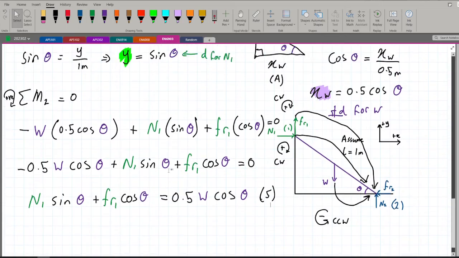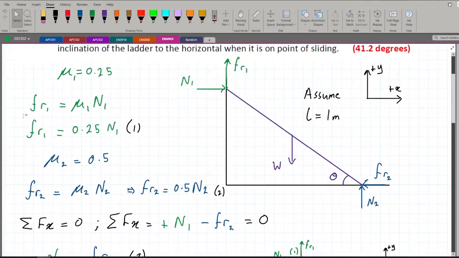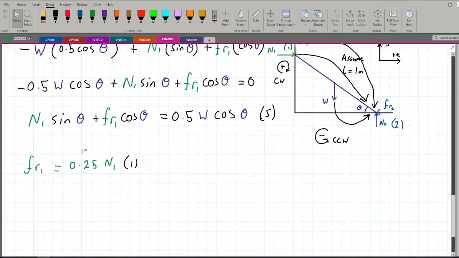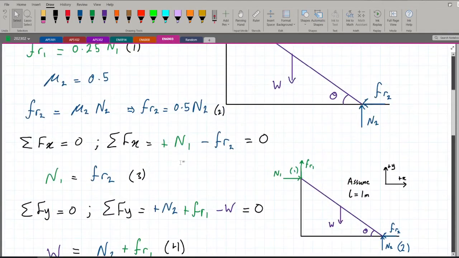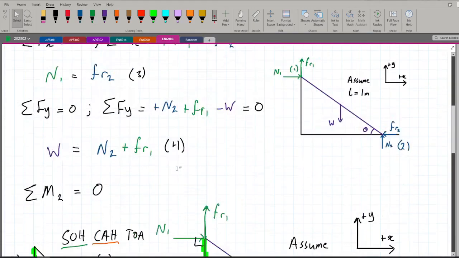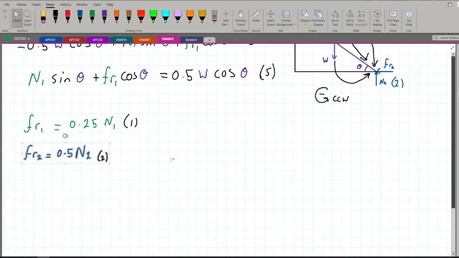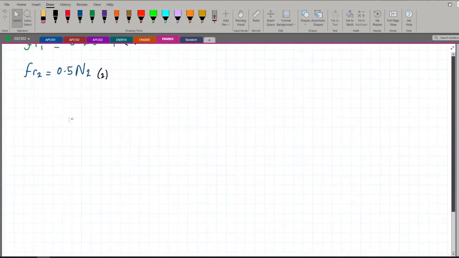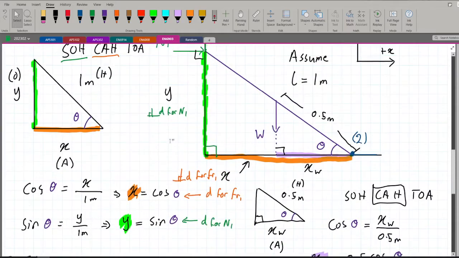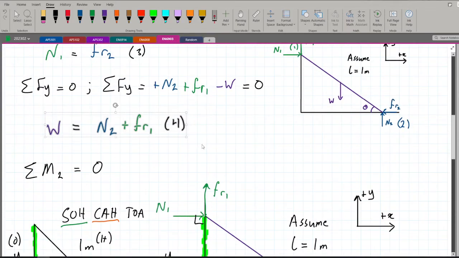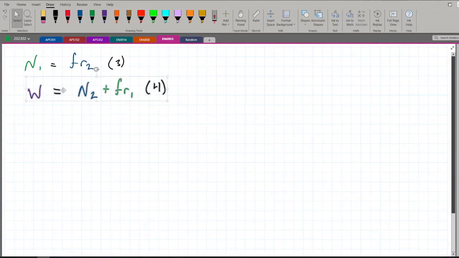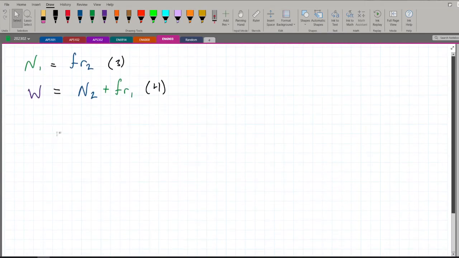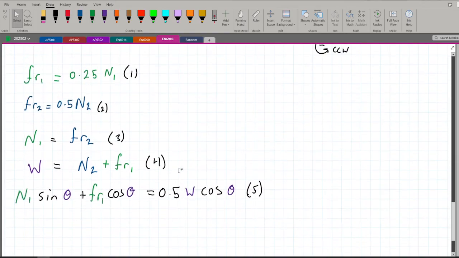Now, the most difficult part, I believe, for people is when they come to the substitution. So let us do that instantly now. So I'm just going to copy all my equations down here that we have determined. So we have FR1 equal to 0.25 N1. We have FR2 is equal to 0.5 N2. Equation 3 was N1 is equal to FR2. Equation 4 was the sigma Fy, which is W is equal to N2 plus FR1. And the final equation we got was this one, which is N1 sine theta plus FR1 cosine theta is equal to 0.5 W cosine theta. So these are the 5 equations we have.